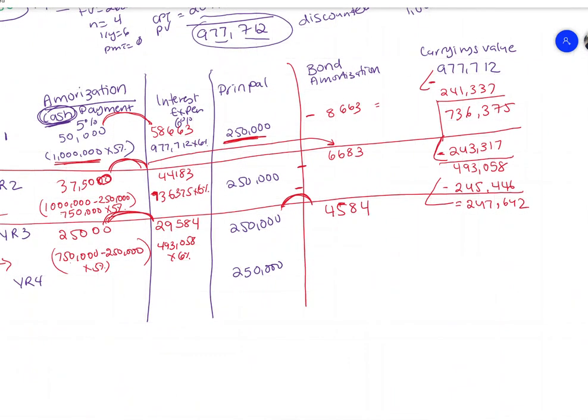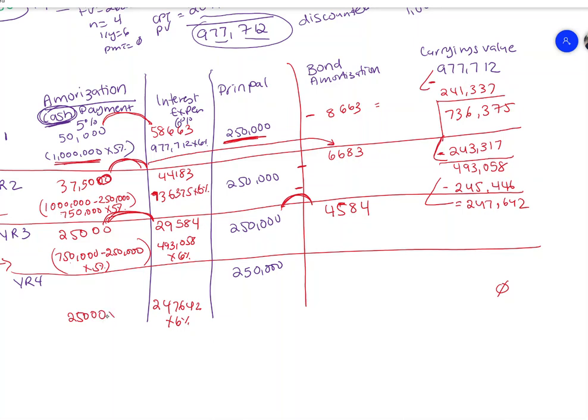Then when I'm calculating my last year, you should end up with a 0. So let's see if we end up with a 0. Multiply by the 6%. In this case, we have 25,000. That's the principal, the last payment we have, times the 5%.